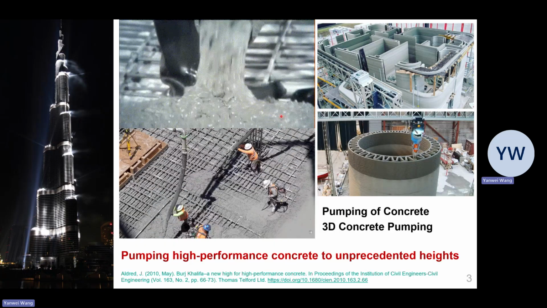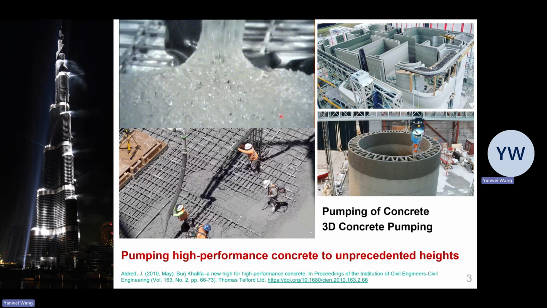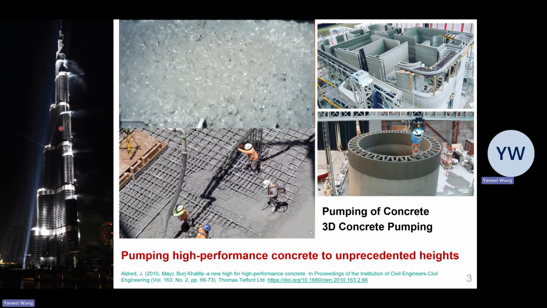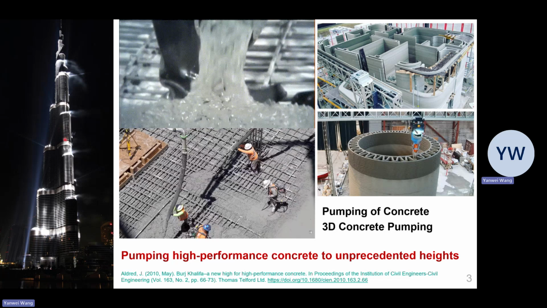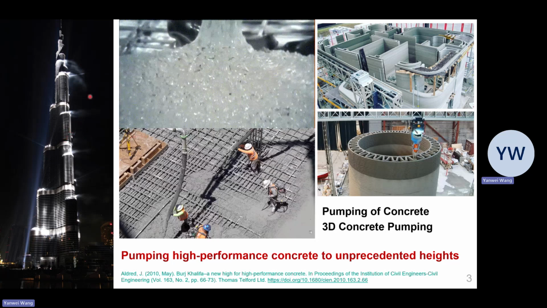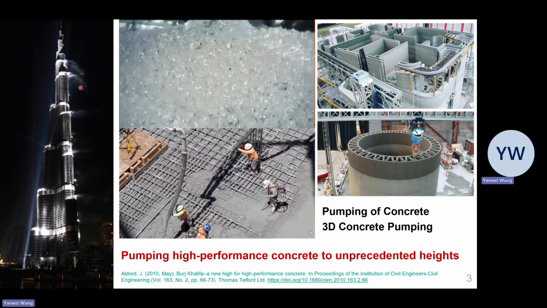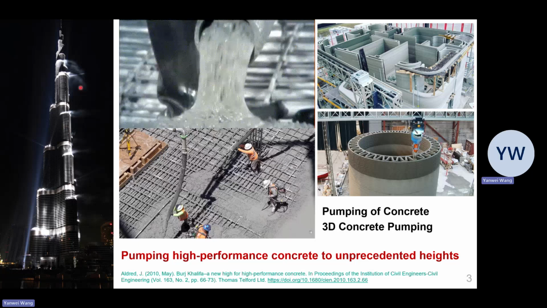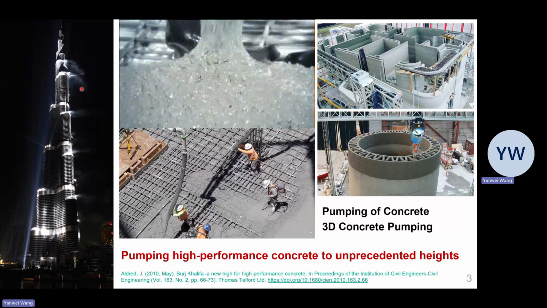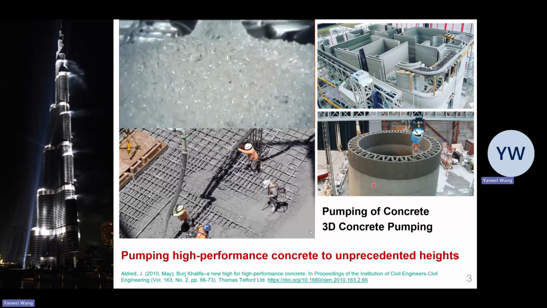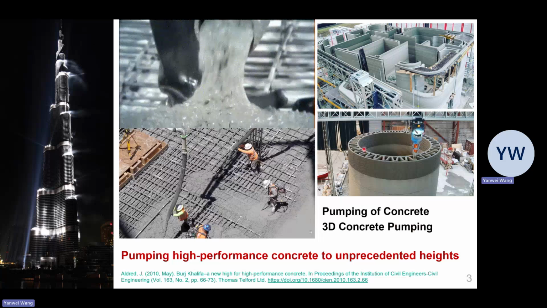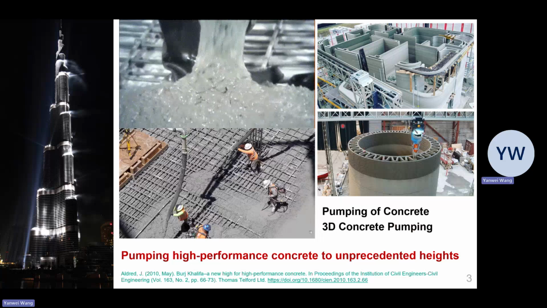Concrete pumping is the main method for placing large volumes of concrete in modern construction. The Burj Khalifa example highlights what pumping can achieve: high performance concrete to extreme heights. And also, this reminds us that pumping is a highly engineered operation. In emerging applications like 3D concrete pumping or printing, the tolerance for pressure instability or blockage is even smaller.